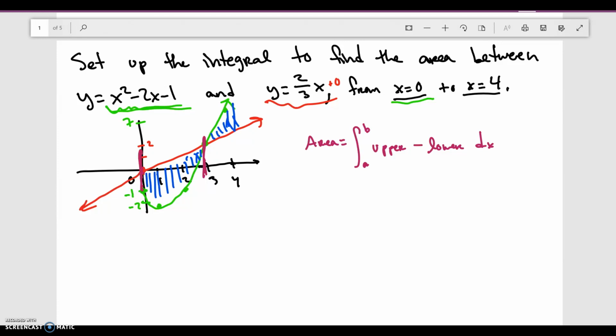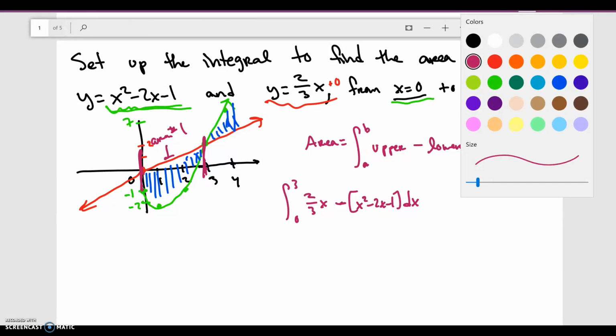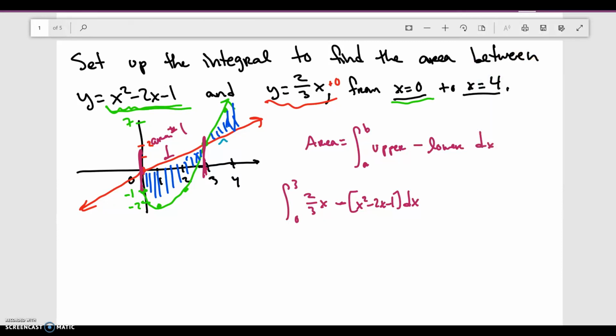So my first integral is from 0 to 3. My upper function is going to be 2/3 x, and then I'm going to subtract my lower function, which is going to be the parabola, x squared minus 2x minus 1, dx. Okay, so that's my first part. This is my area number 1. Now my area number 2 is going to be this one. So here's area number 2.